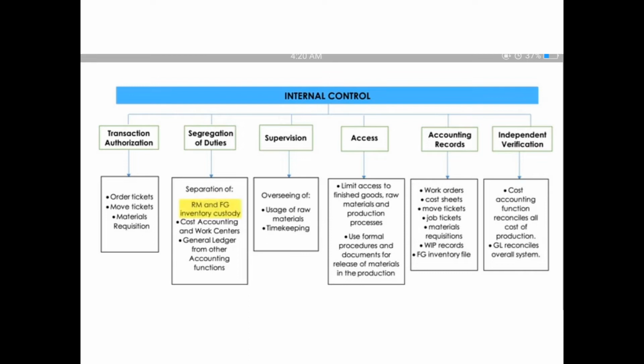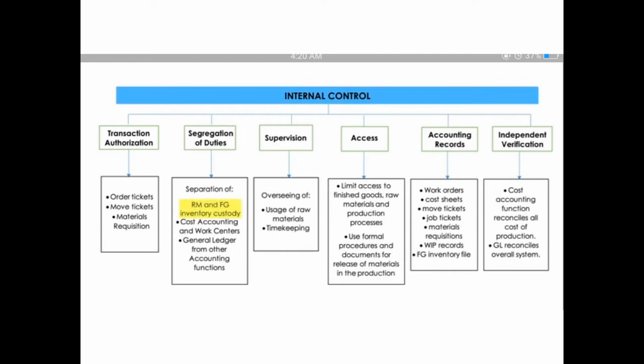Then the fifth one is accounting records. The objective of this control technique is to establish an audit trail for cost transactions in the conversion cycle. This is accomplished through the use of records such as cost sheets, move tickets, job tickets, material requisitions, the work in process file, and the finished goods inventory file.